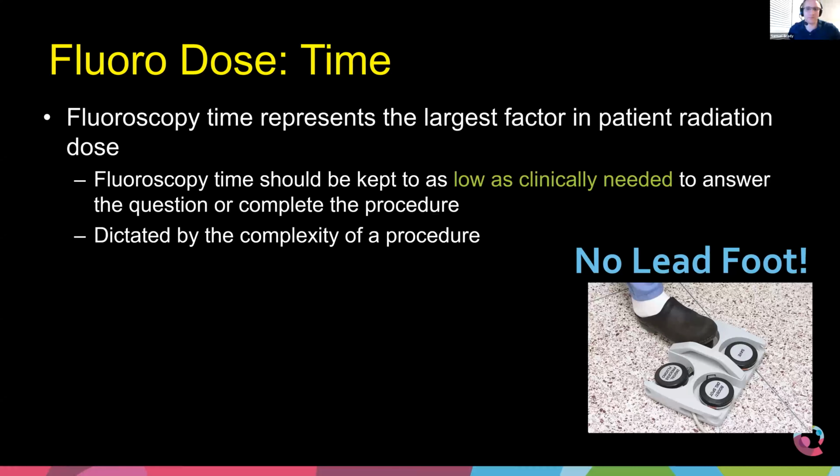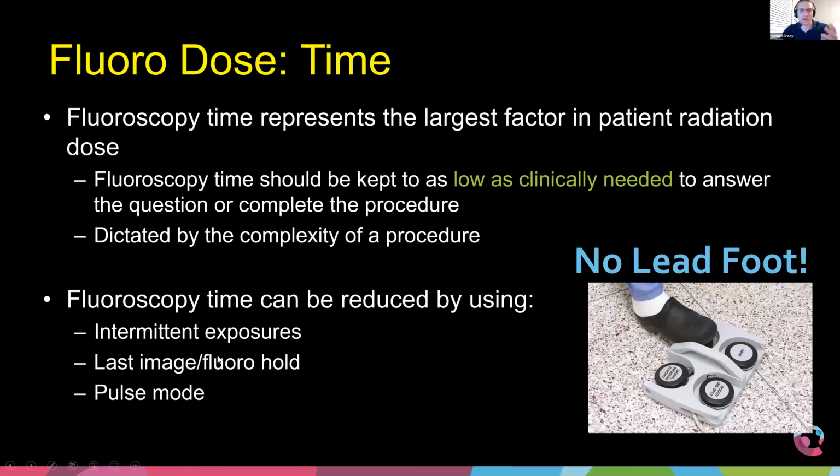So let's talk about total time. This is a no-brainer, right? The less your foot is on the pedal, the less radiation the patient's getting. So what we're going to want to do is try to do intermittent exposures. We're going to want to use as much as possible the last image hold or the last fluoro hold so you can plan your next step. We're going to try to do as much of our imaging using pulse mode.